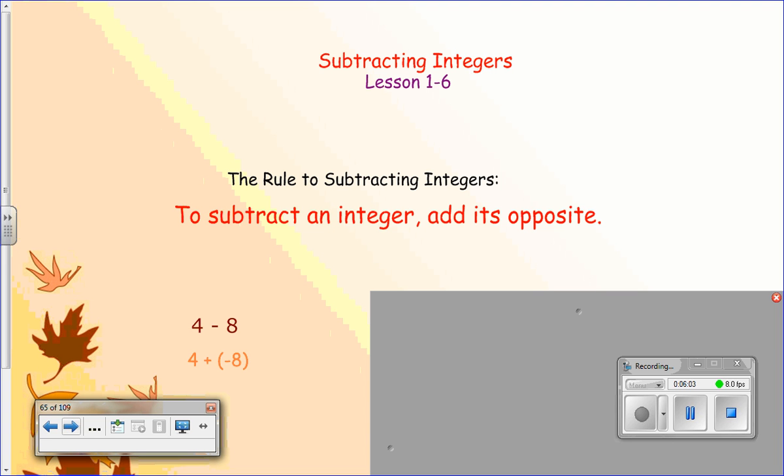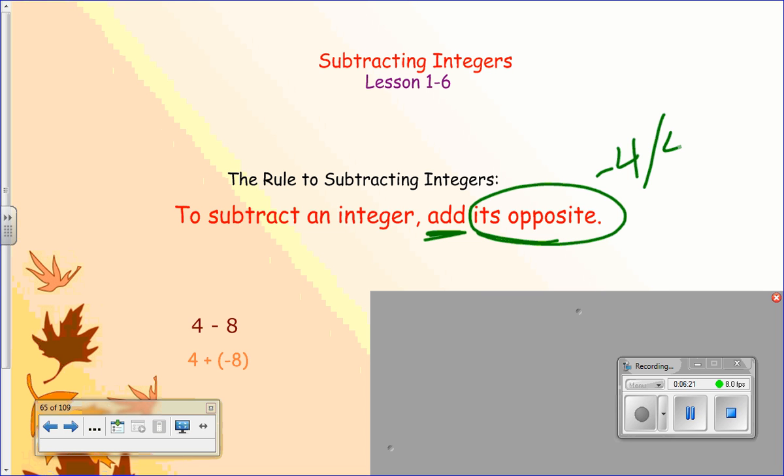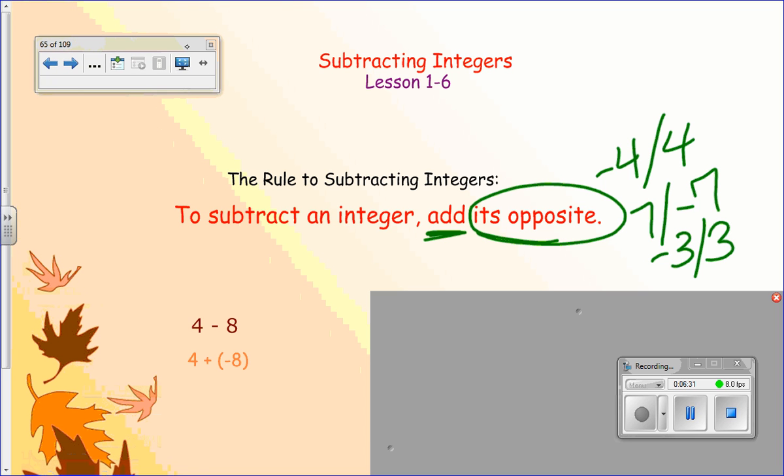All right, and really the rule for subtracting integers is to subtract the integer, add the opposite. So basically what you end up doing is switching it into an addition problem, where you end up adding integers at the end. And opposites again, remember that would be like -4, 4, 7, -7, -3, 3, and so on. All those are opposites.